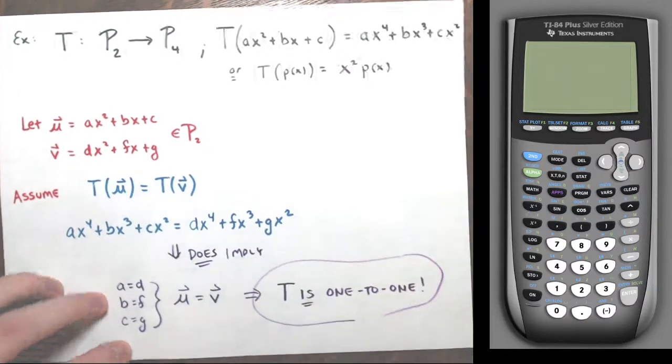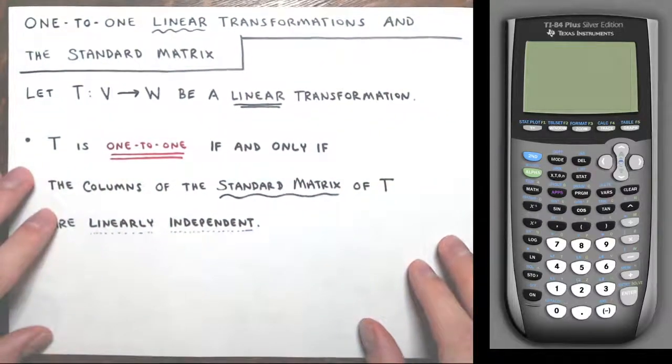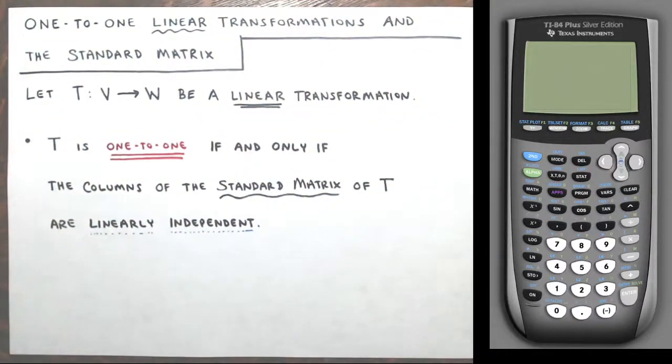Great. All right. So now, I would like to talk about the relationship between one-to-oneness, or injectiveness, and the standard matrix for a linear transformation. So far, I've been looking at transformations without talking about whether or not they're linear.